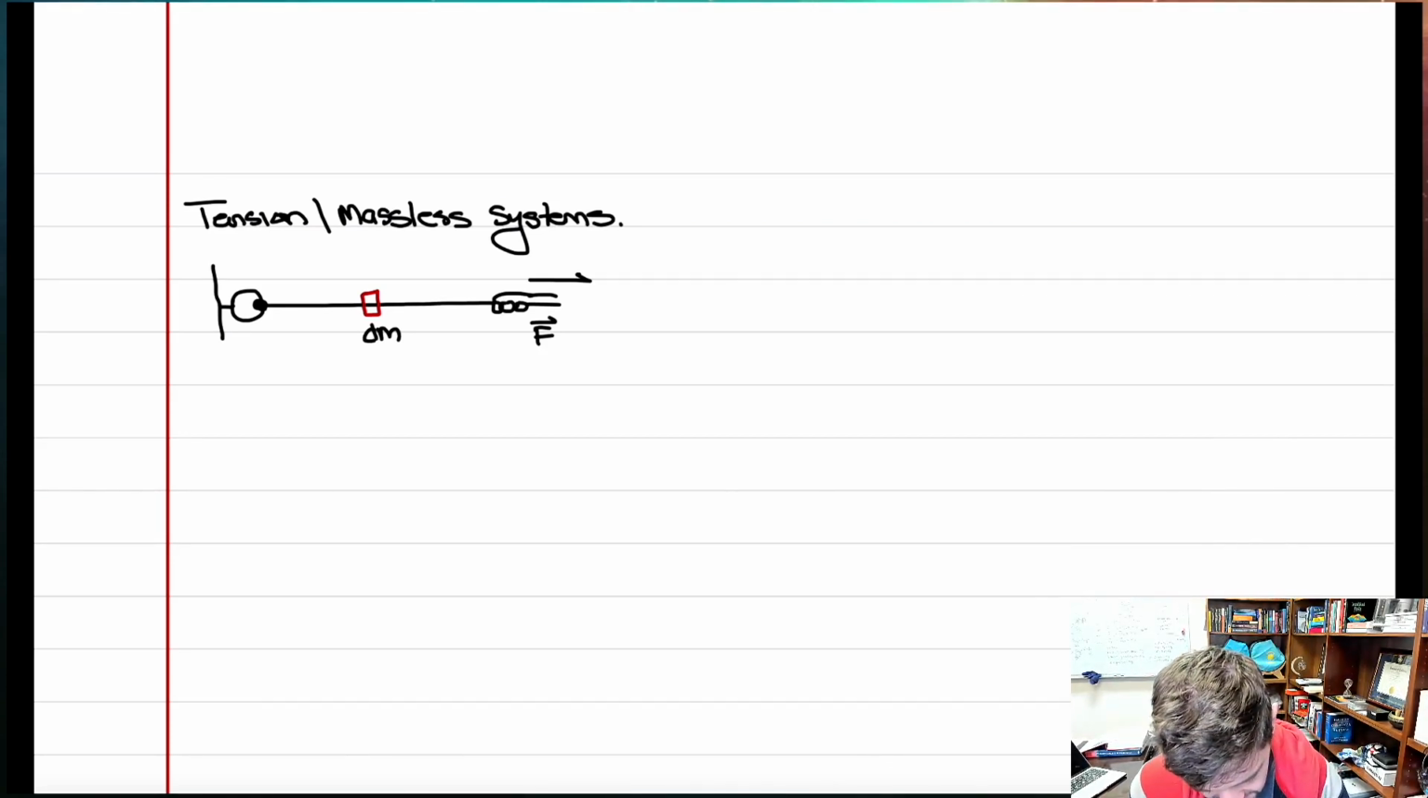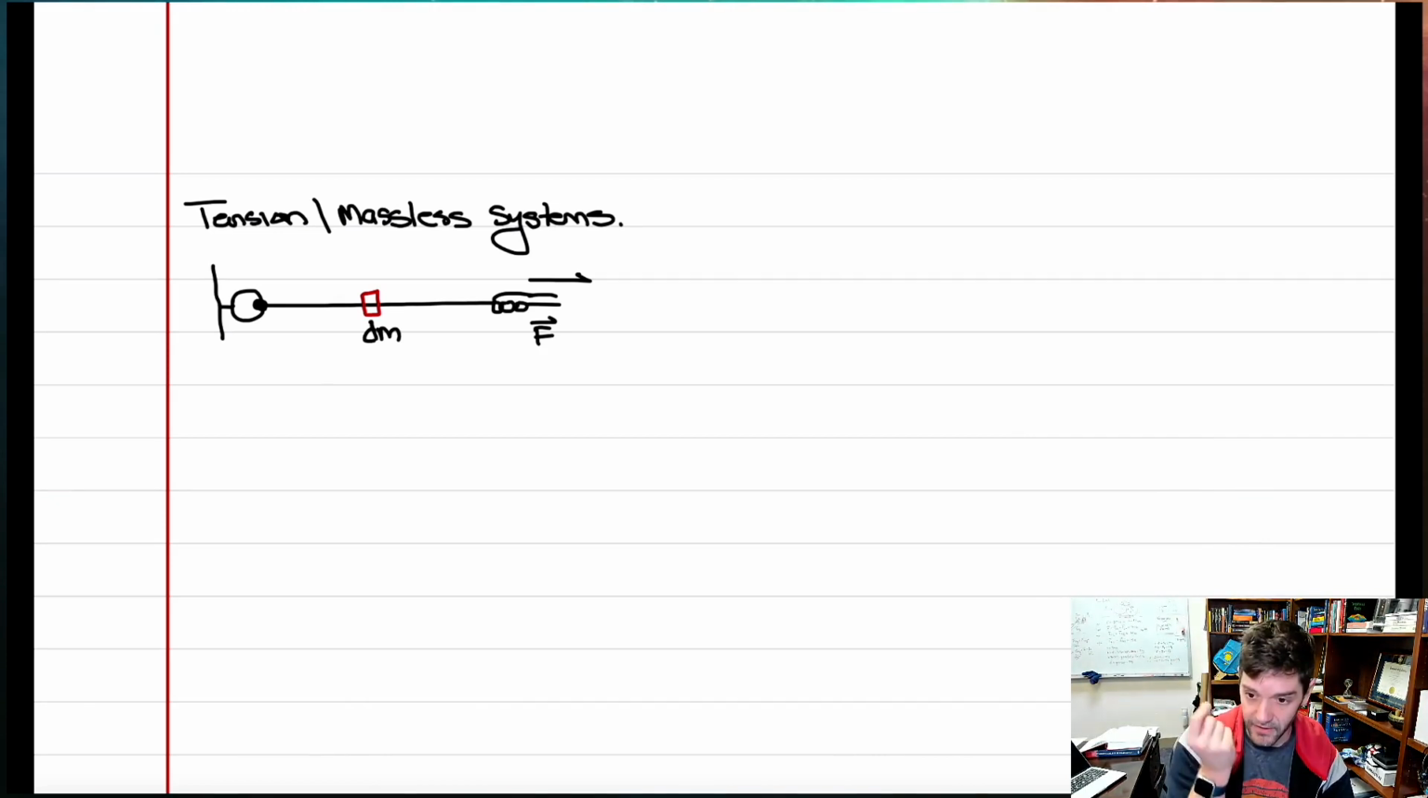I'm going to write it as a dm because I anticipate this. I'm going to ultimately consider this in the limit where it goes to 0. But again, you can imagine this with an actual rope that has mass, but just zooming in more and more and more to a tinier and tinier little piece of the rope.